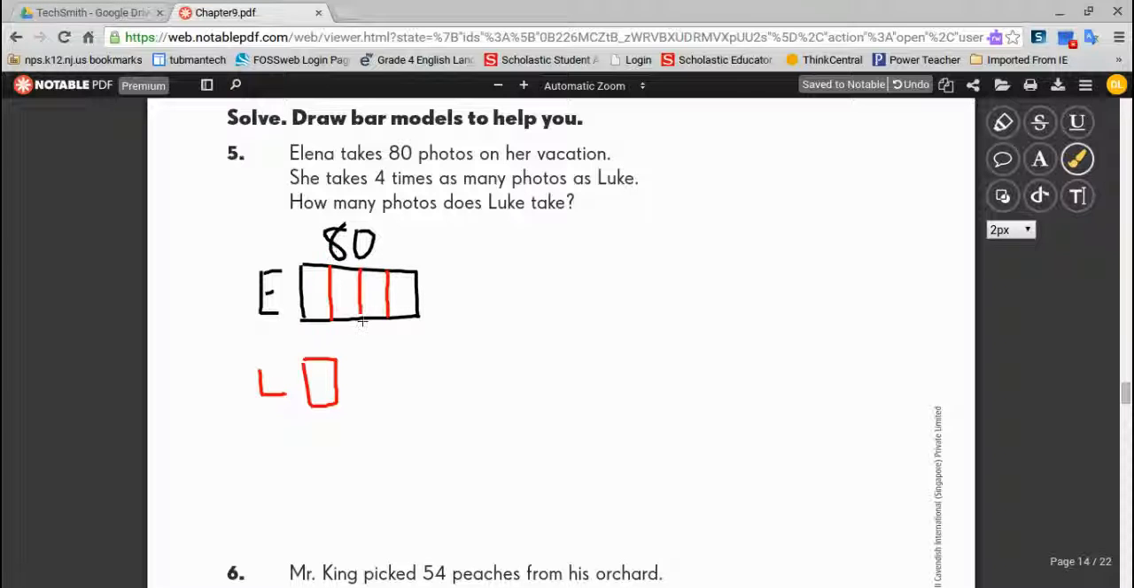So if you look at what I did over here, I took my 80 photos that Elena took and I split it into 4 groups. And when I split something equal into 4 groups, I am doing division. So here I need to do 80 divided by 4.